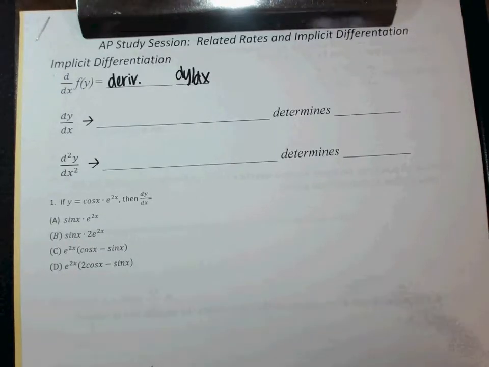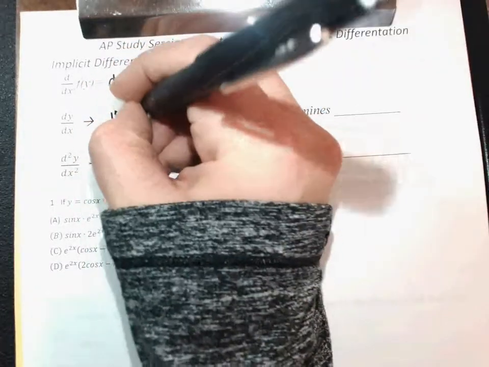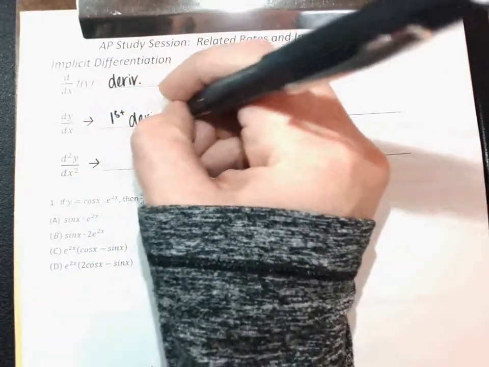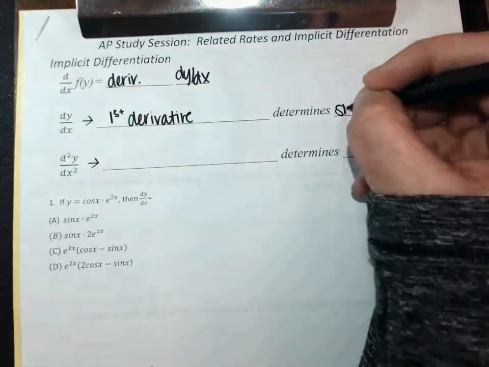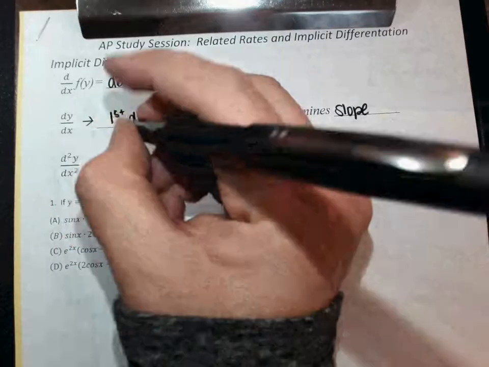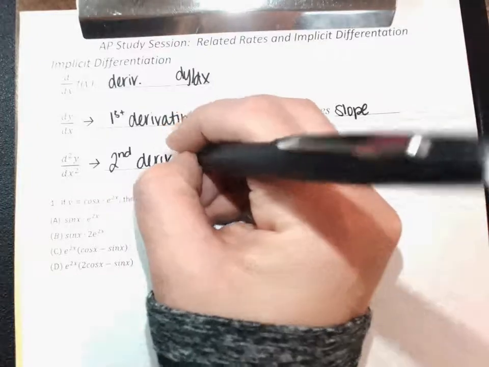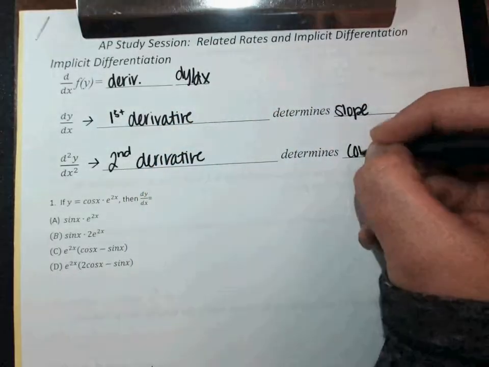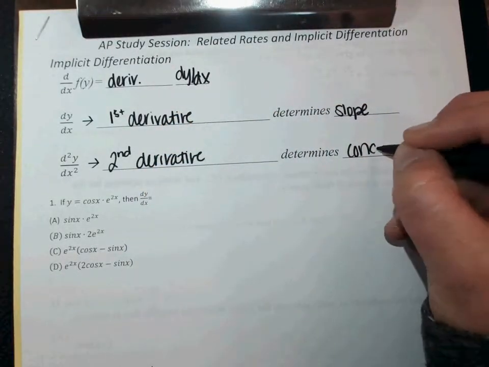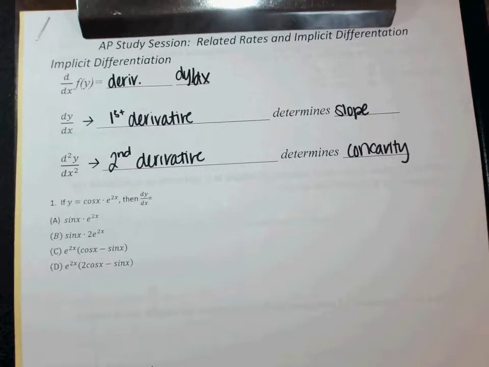Okay, then remember, dy dx is your first derivative, and that determines your slope. And remember, that can also tell you if it's increasing or decreasing based on the sign. Then d squared y dx squared, that's your second derivative, and that determines your concavity.